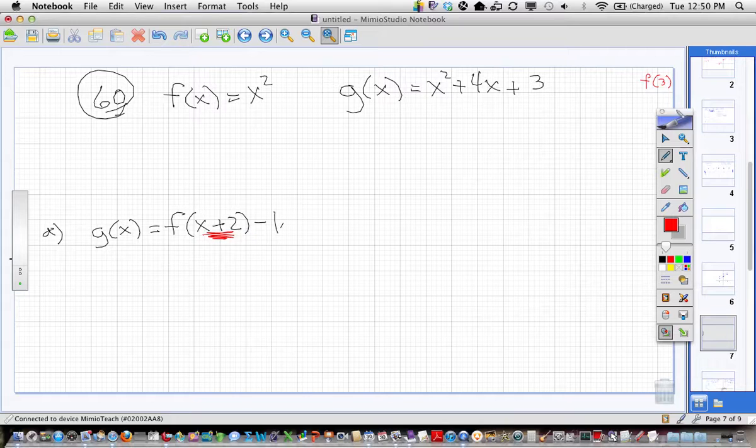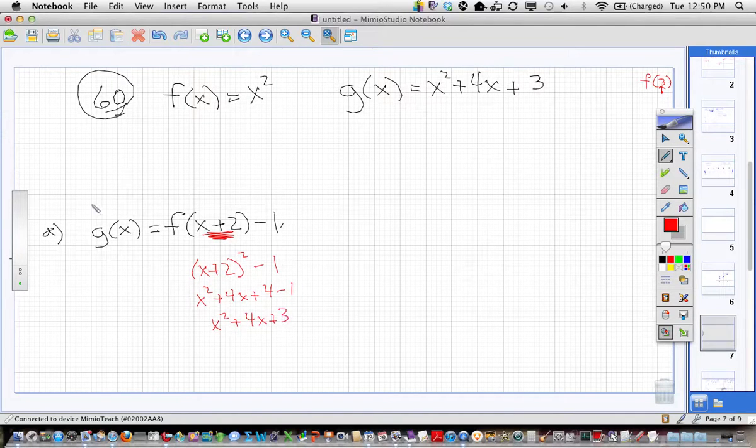If f of 3 means put a 3 in for x, then f of x plus 2 has to mean put an x plus 2 in for x. So I could take the f function and put an x plus 2 right there in for x. So I would have x plus 2 squared and then minus 1. Now, not something you have to do for the quiz on Thursday, but something we'll be seeing a lot of later on. Now I can FOIL this out, which would be x squared plus 4x plus 4, minus 1, which is x squared plus 4x plus 3.